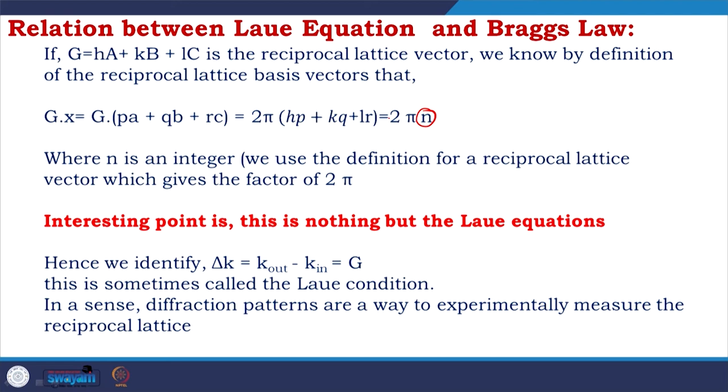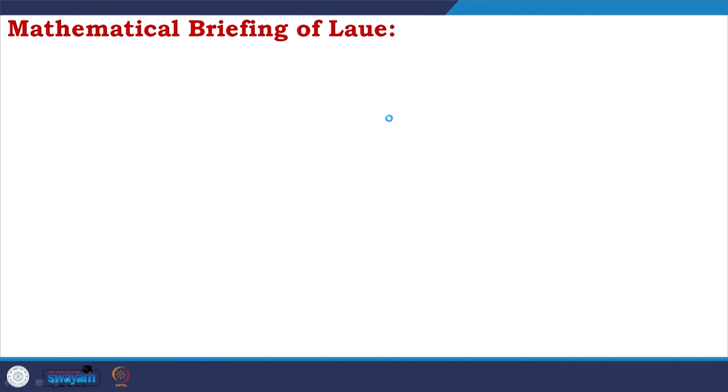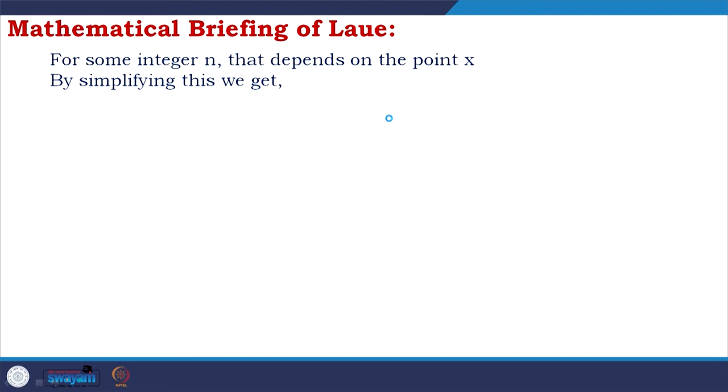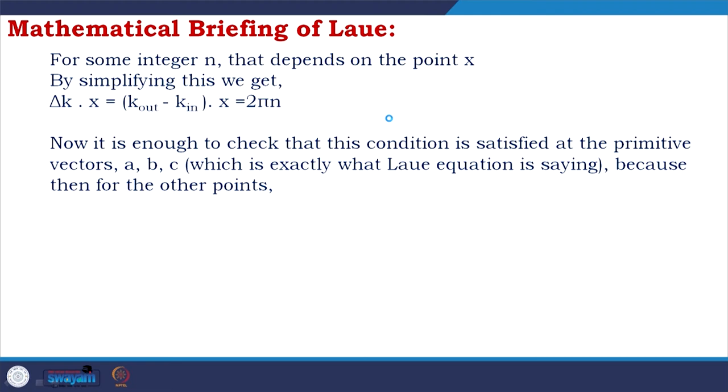We use the definition for a reciprocal lattice vector, which gives the factor of 2 pi, right. Now, the interesting point is that this relation is nothing but the Laue equation. You do not get it? Yes, because I did not go into the mathematical part of the Laue equation, but let us go there. So, a mathematical briefing of Laue: for some integer n that depends on the point x, by simplifying this, we get delta k dot x equals (k out minus k in) dot x equals 2 pi n.